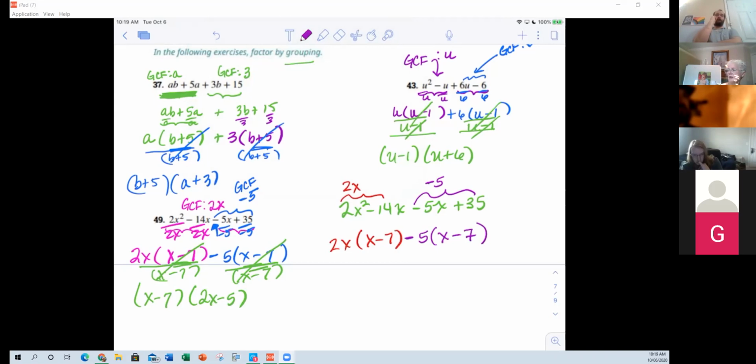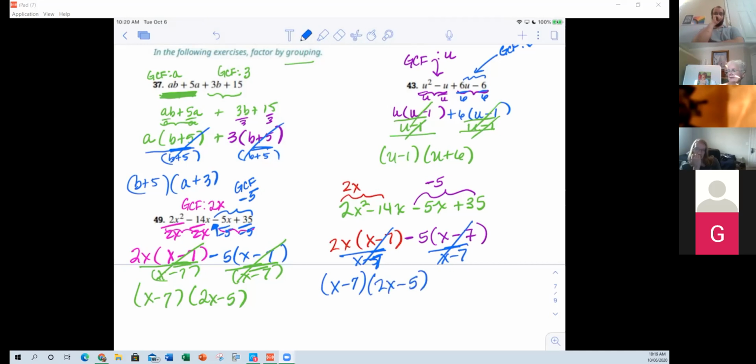Okay, then I look at these and I see that they both have an x minus 7 in common, right? So I write that out front because that's the common factor that they both have. Okay. And then I divide both of these terms by x minus 7. And that's going to leave me with a 2x minus 5.